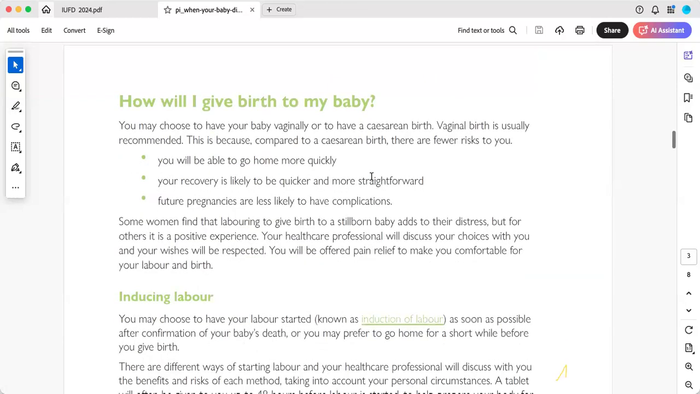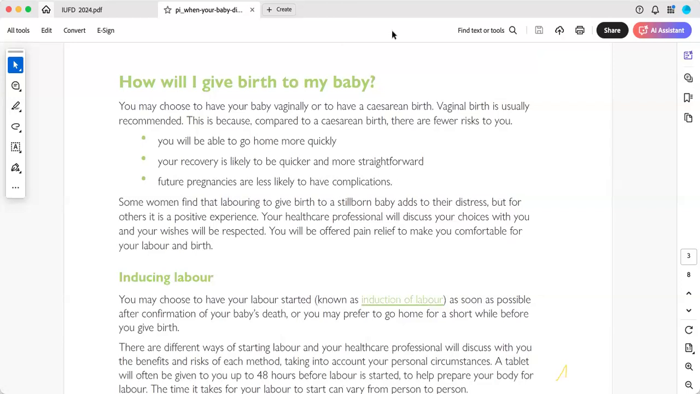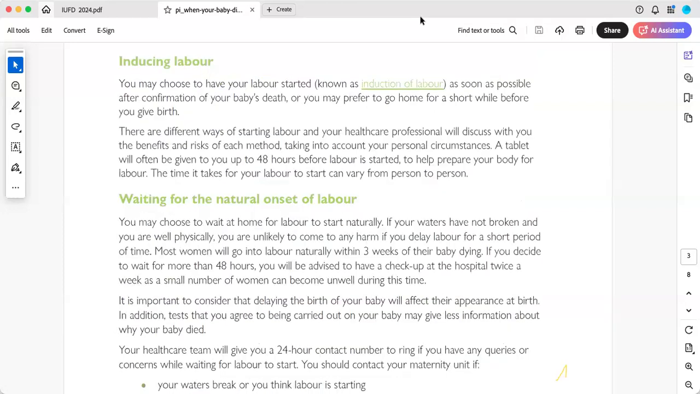How will I give birth to my baby? Again, you will give choices to the patient. This is information about induction of labor in cases of IUFD.